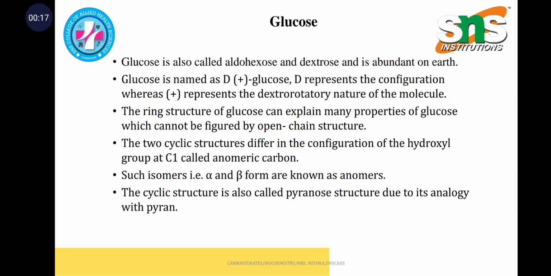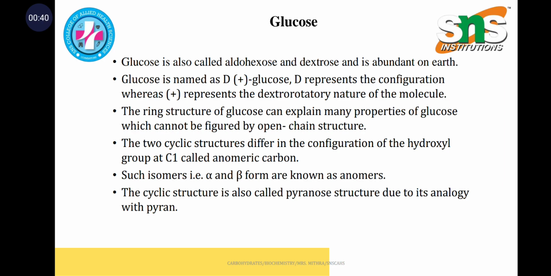Glucose is also called aldohexose and dextrose, and it is abundant on earth. It is named D-glucose, where D represents the configuration and plus represents the dextrorotatory nature of the molecule. Glucose may have a ring structure as well as an open chain structure.